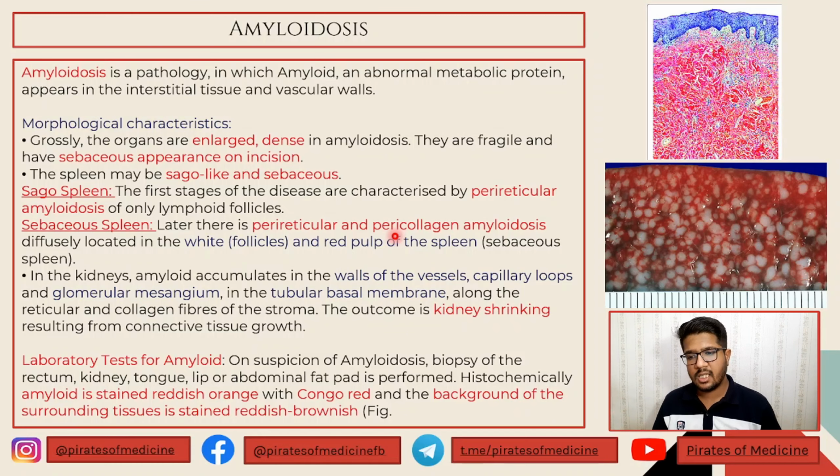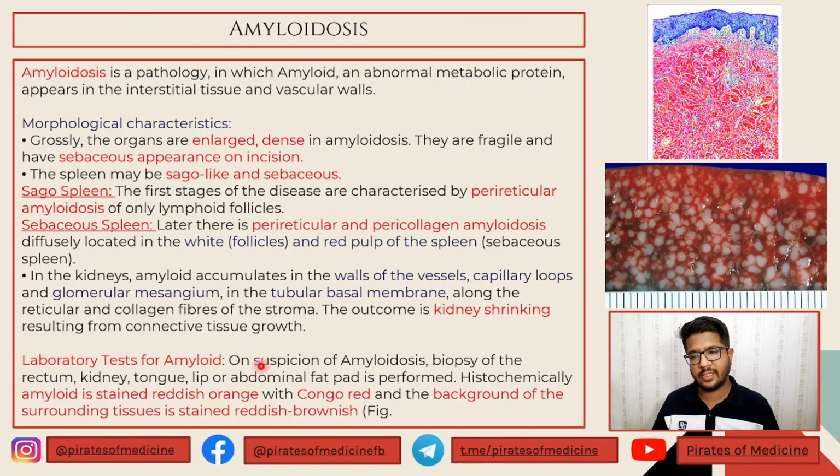Hope you understand. Now, what else you should remember is that if it occurs in the kidney, the amyloid accumulates on the wall of the vessels, the capillary loops, the glomerular mesangium, and the basal membrane of the tubules. The outcome is kidney shrinking due to connective tissue growth, because connective tissue always comes into play trying to repair the tissue, and the kidney shrinks in chronic amyloidosis.